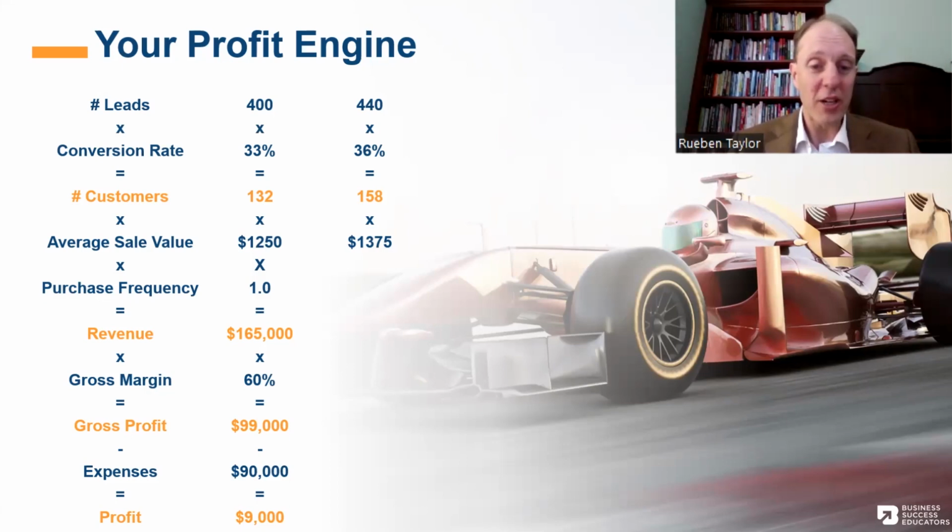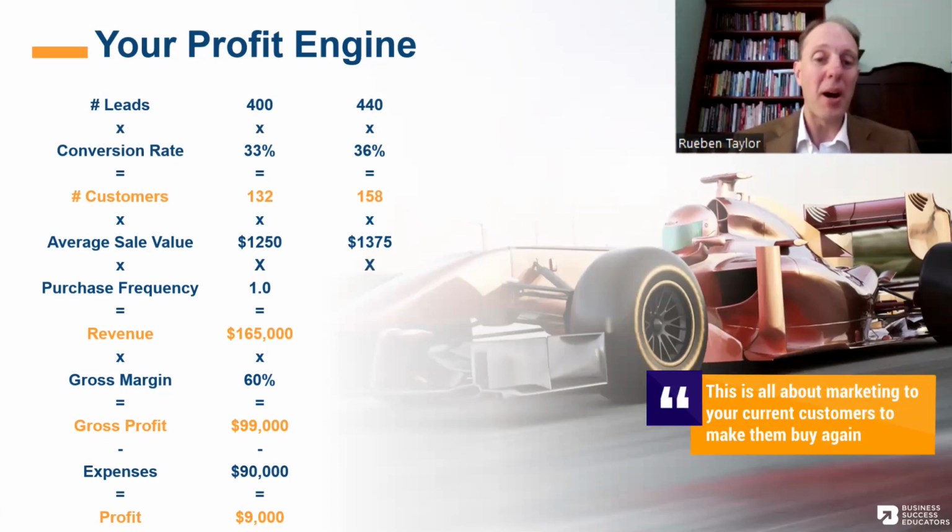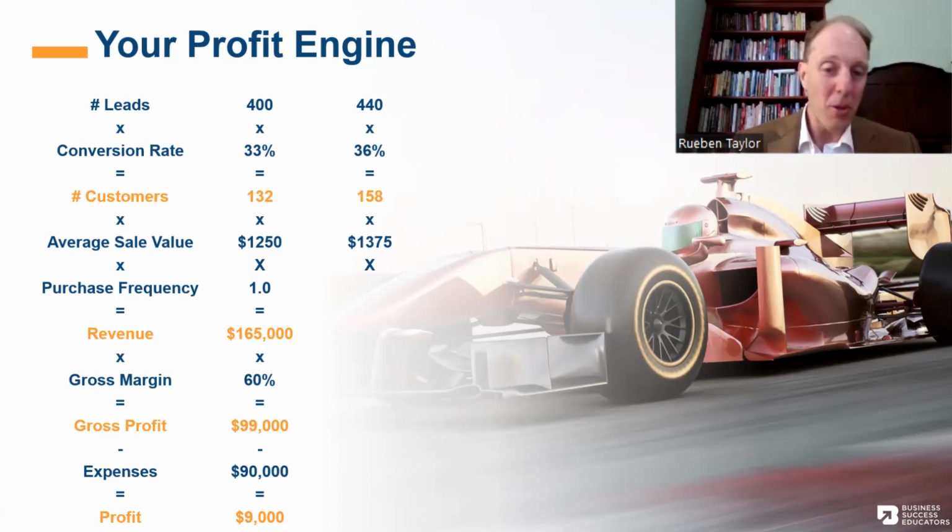We work on purchase frequency. So 1 becomes 1.1. This is all about marketing to your current customers, helping them buy again and again and again, reminder systems, rebooking systems, just ways that they can do more business with you. Now, if 1 becomes 1.1, our revenue goes from 165,000 to 241,577. We're starting to multiply our profit results.